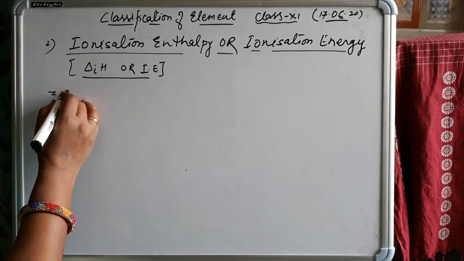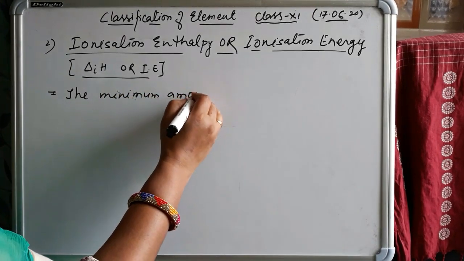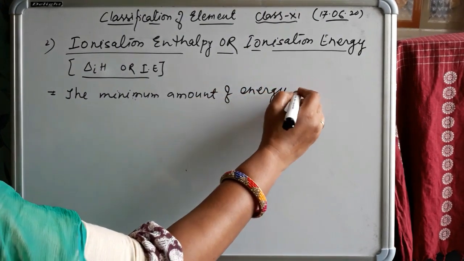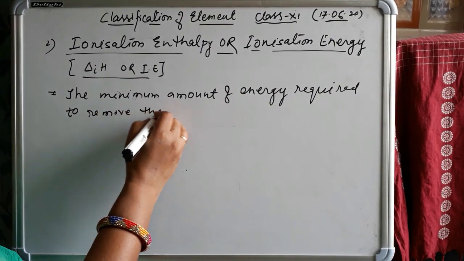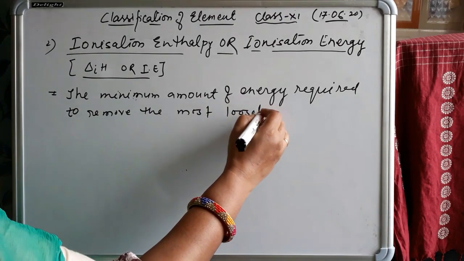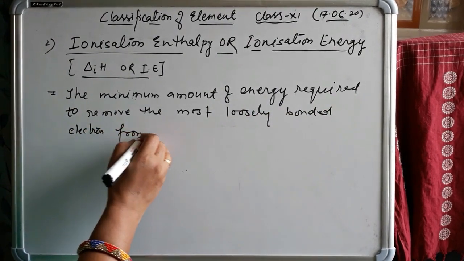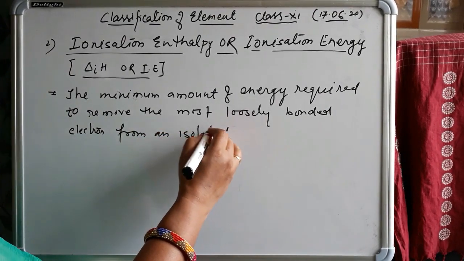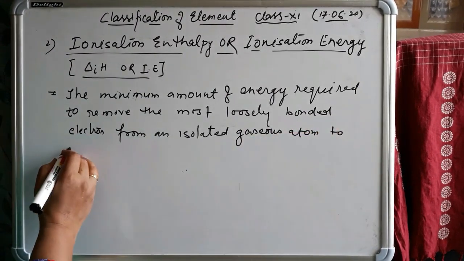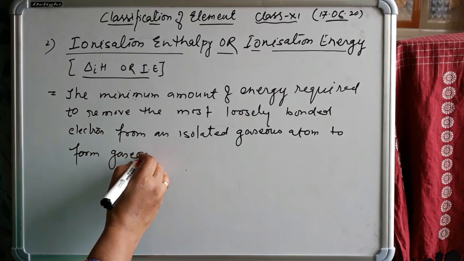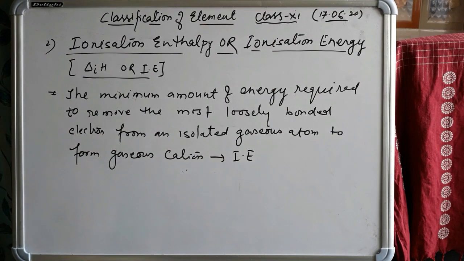At first, write down the definition. The minimum amount of energy required to remove the most loosely bonded electron from an isolated gaseous atom to form a gaseous cation is called ionization energy or ionization enthalpy.